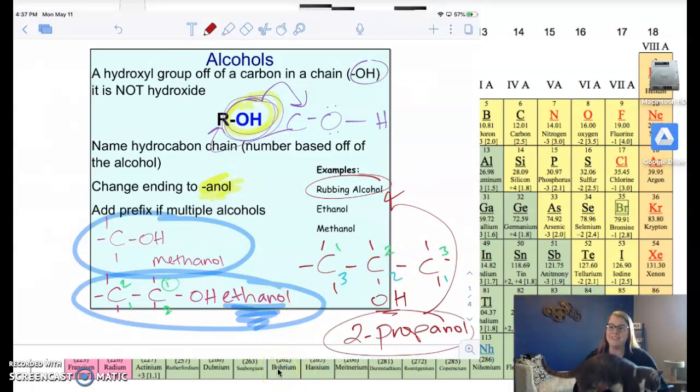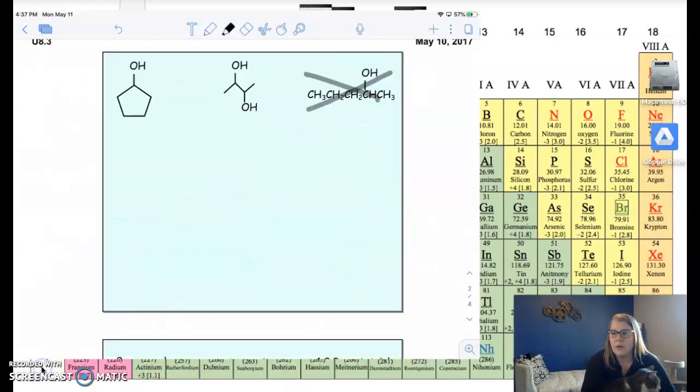Just by doing these couple of examples, hopefully you can see that this is going to be really similar to all the work that we've already done. We're just adding the anol ending to it. So why don't we go ahead and try naming these 2 that we've got right here.